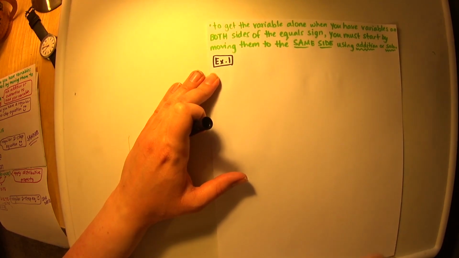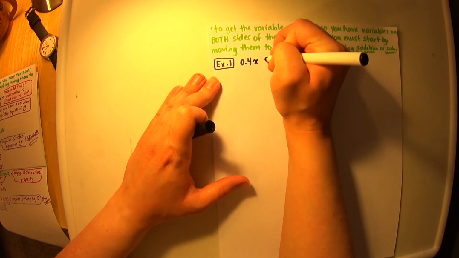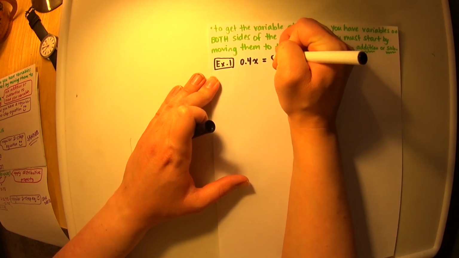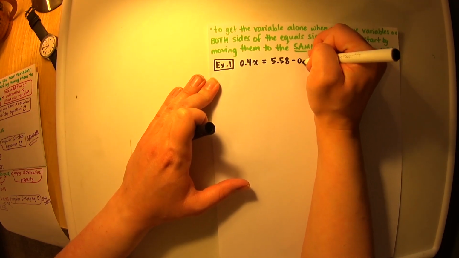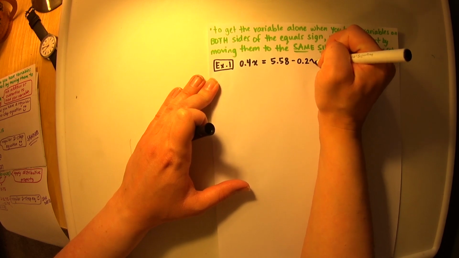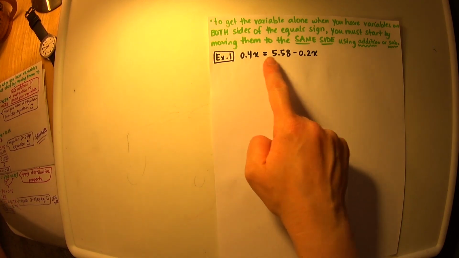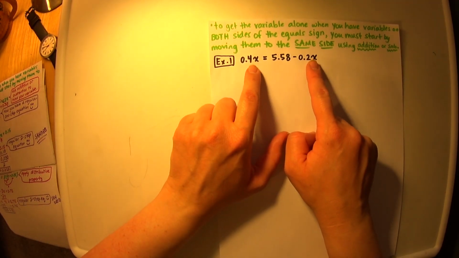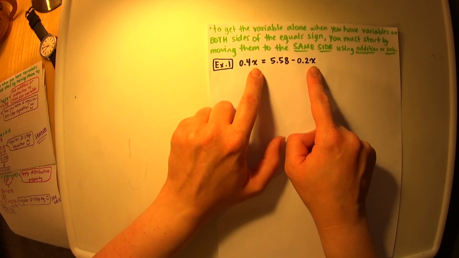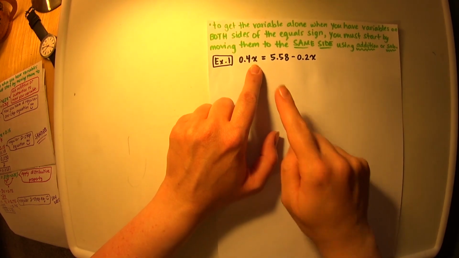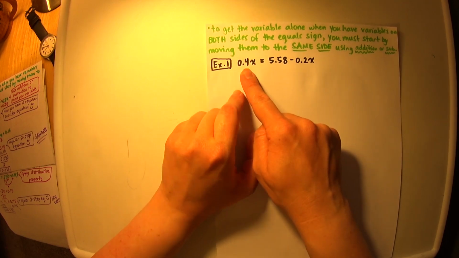So here's what we've got for example 1. 0.4x equals 5.58 minus 0.2x. This is what I mean by an equation with variables on both sides of the equal sign. As this stands, we are not going to be able to get x alone, because it's in 2 places. So we have to move it over to the same side.